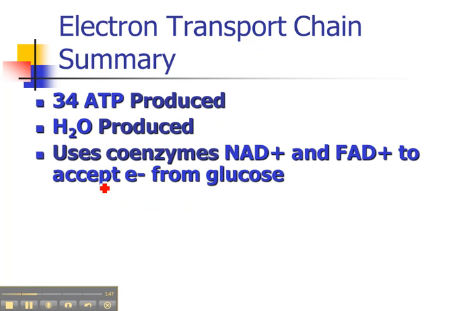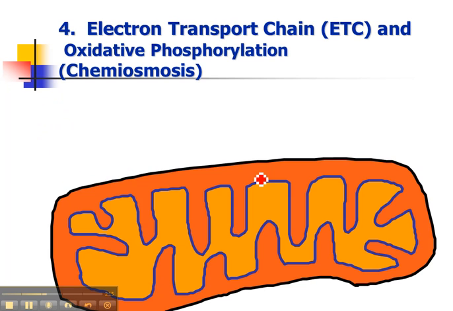And overall, the electron transport chain is going to produce 34 ATP. Now, if you remember, glycolysis produces 2 ATP, the Krebs cycle produces 2 ATP, and now we get 34. So the electron transport chain, this is when we're going to get our ATP. It also produces some water, and we're going to use, again, that NAD plus and FAD plus to accept all these electrons from the glucose. So technically, you're done with the questions. However, bear with me while I explain how this is all working through diagrams.